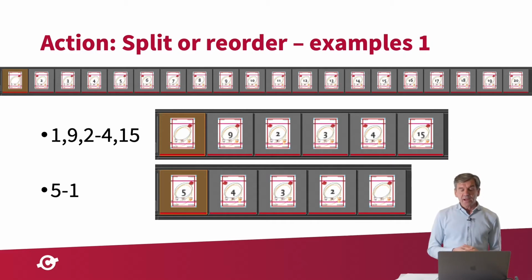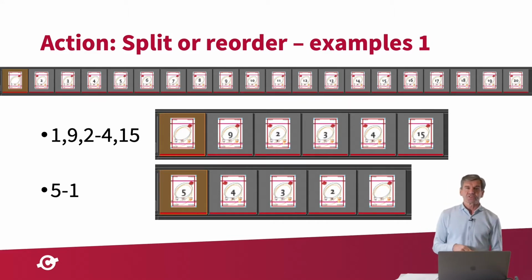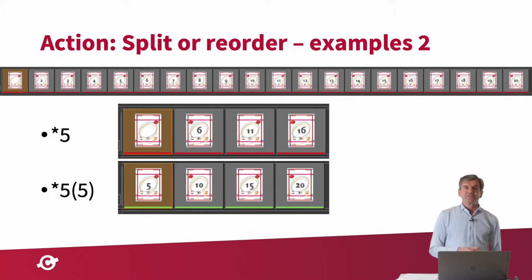You could as well invert the order. You could say 5 to 1, and then you would get, starting with page 5 down to page 1, all the pages that you had selected. And that is new. That doesn't work that way in pdfToolbox 12.